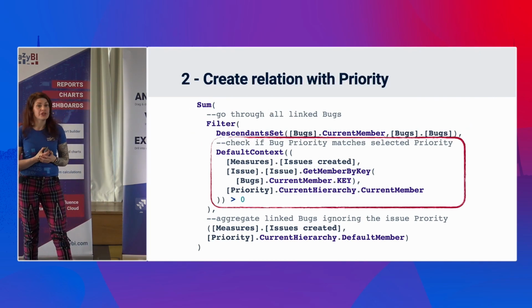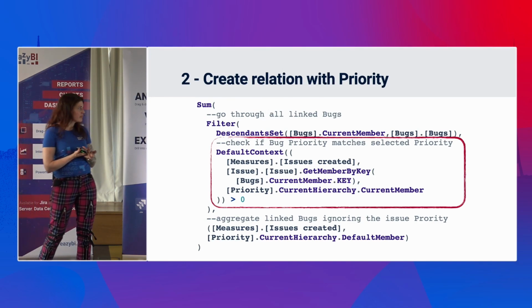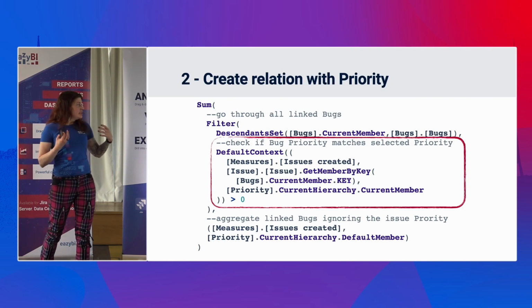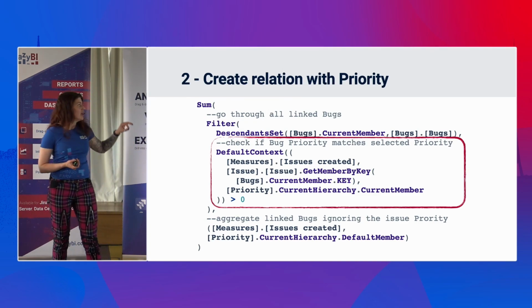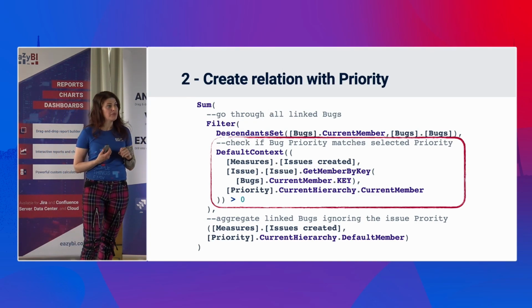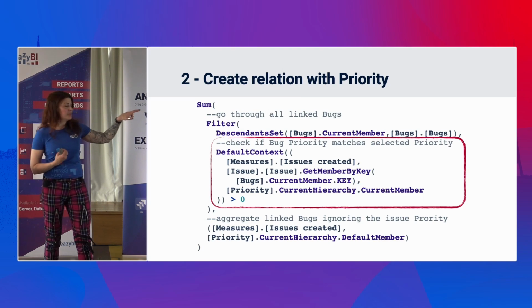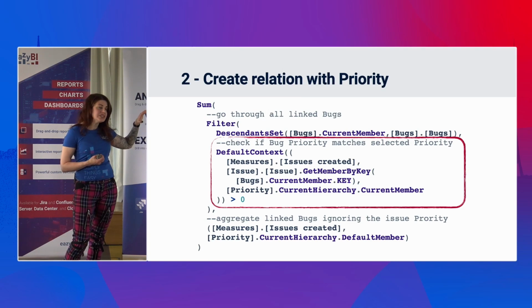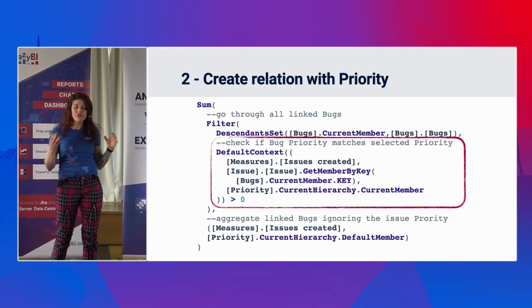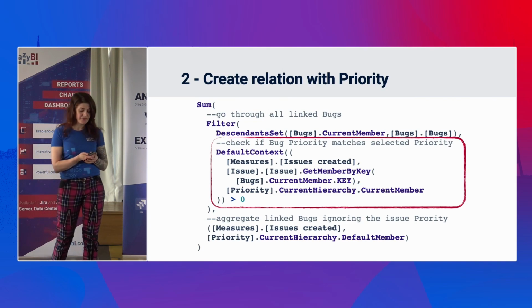The second step is to create the new relation. For creating the new relation, we use default context. It will take, again, the existing relation of issues created. We will look at the issue dimension and look for the issues that look like the bugs we are interested in. Get member by key does that. And in the last, we specify that for this relation, we want to take only this issue and priority part, how the bug issues are related to the priority, nothing else.